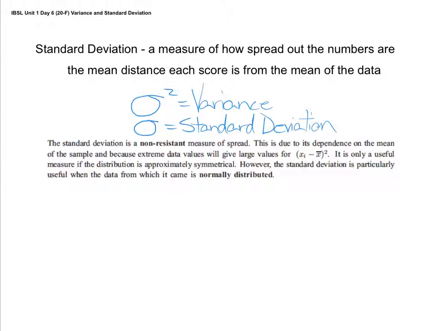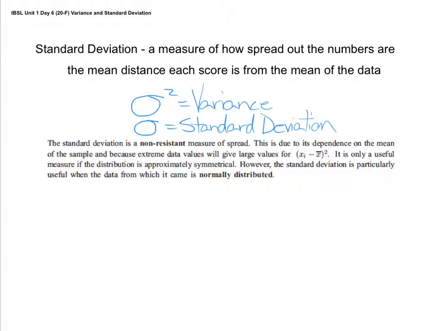Now, the standard deviation is really the measure of how spread out the numbers are. It's a mean distance each score is from the mean. Now, just looking at our notation, how do you think we find standard deviation? Square root of variance. Exactly. It's the square root of the variance. The standard deviation tells us, like you see here, the mean distance each score is from the mean.